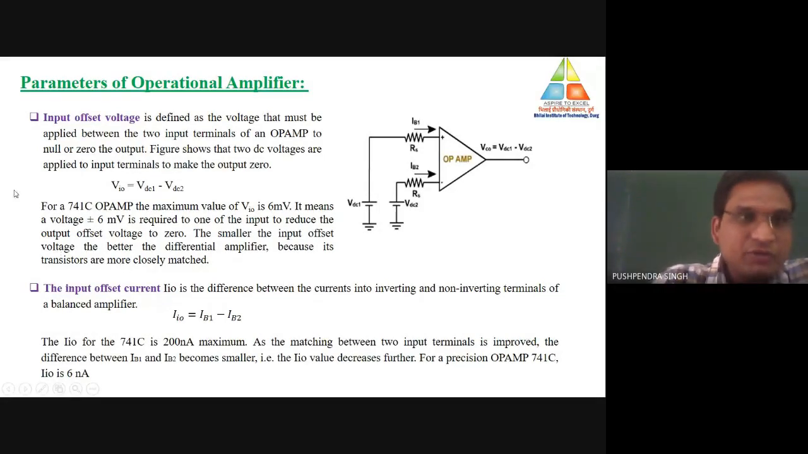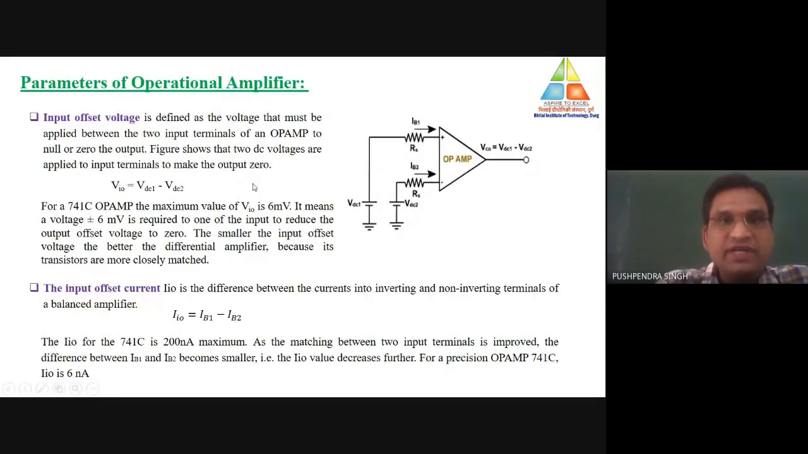With the help of the same concept, there is a fundamental called input offset voltage. It is the minimum amount of voltage that must be applied between the two input terminals of the operational amplifier to null or 0 the output voltage.